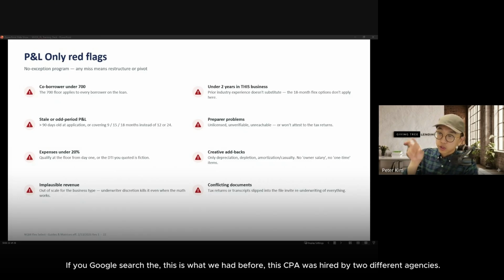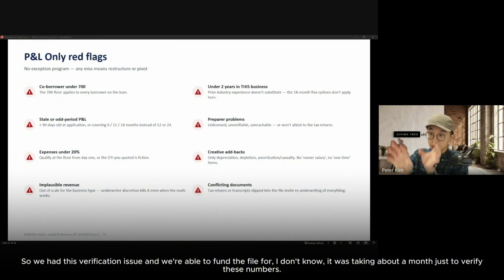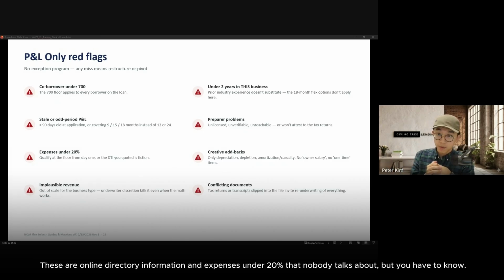If you Google search, this is what we had before. This CPA was hired by 2 different agencies. So when we were Google searching its license number, A company popped up. But on the CPA letter, B company was popping up. So we had this verification issue and we weren't able to fund the file for, I don't know, it was taking about a month just to verify these numbers. These are online directory information.